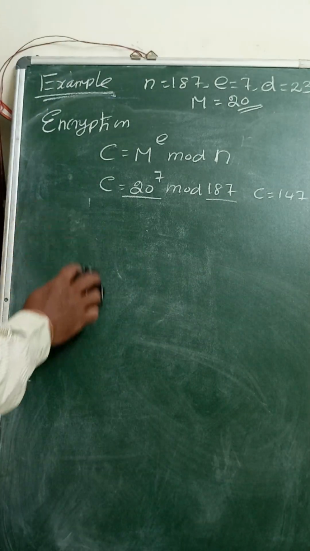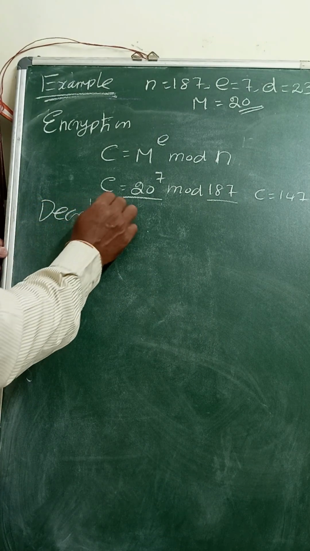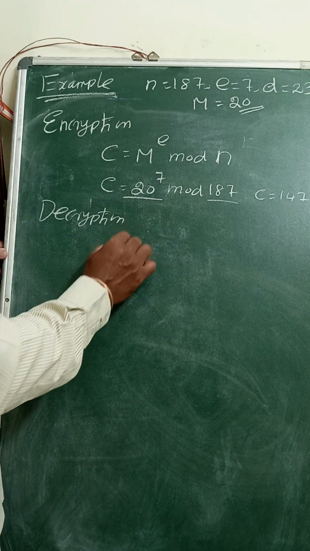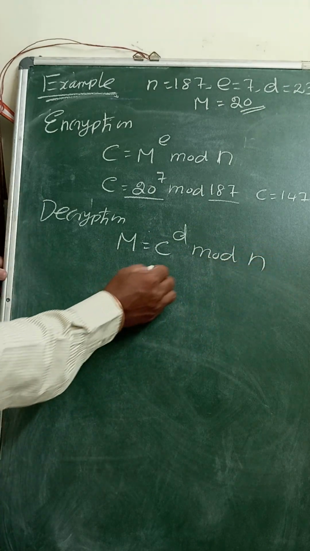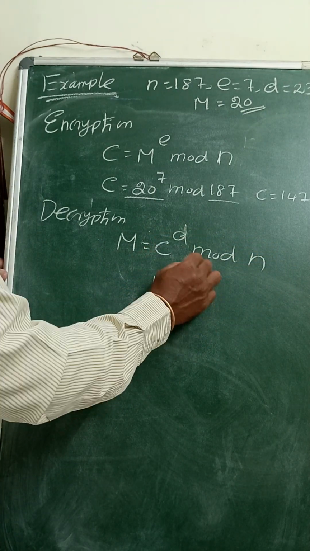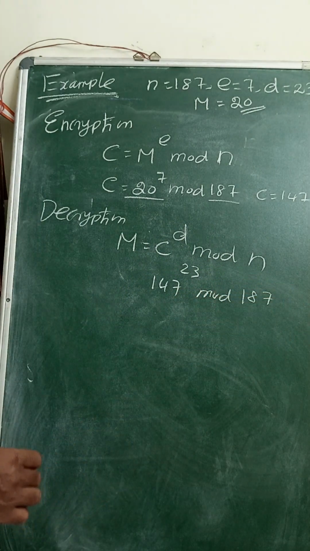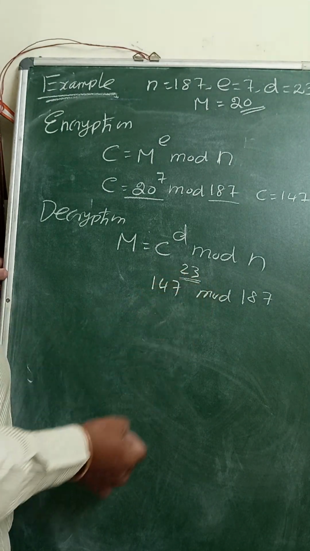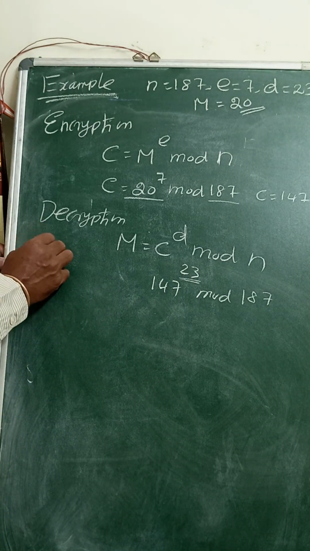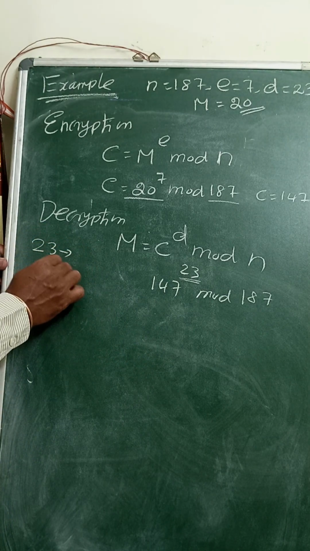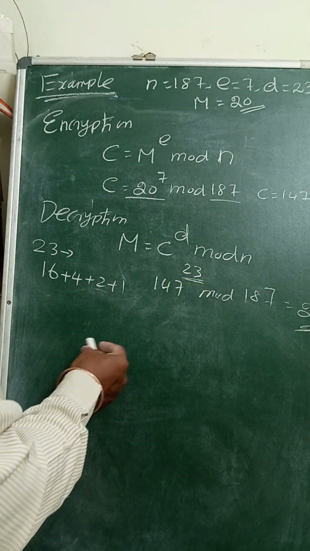Now go to the decryption part. We have taken the decryption. For decryption, we need to produce the plain text m. So m equal to c to the power of d mod of n. So c value is 147 power of 23 mod value of 187. So we have to calculate it. We have to convert the 23 into the binary format. Suppose 23 now, how can we split up that one? 16 plus 4.